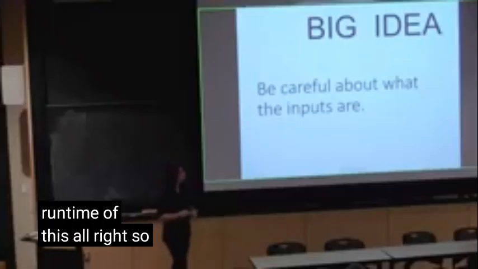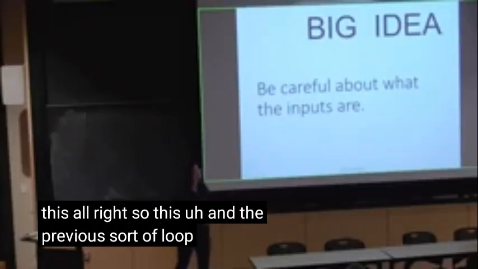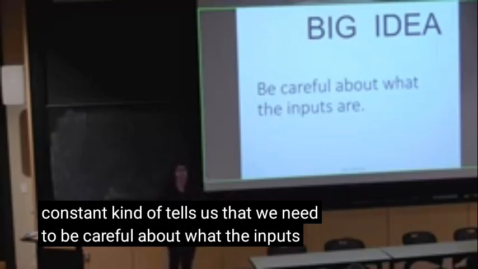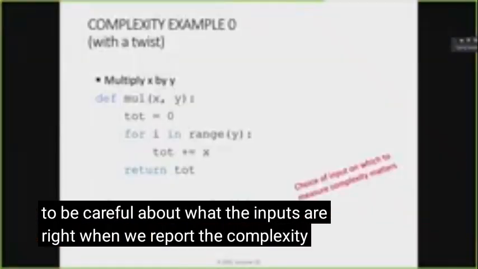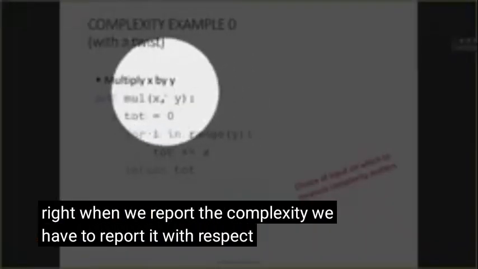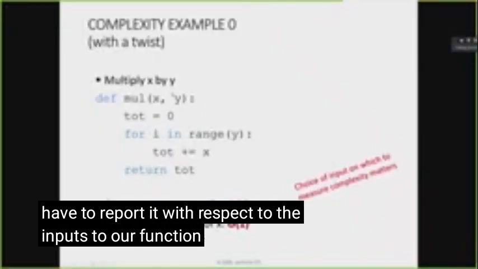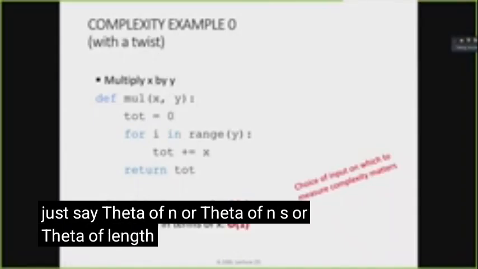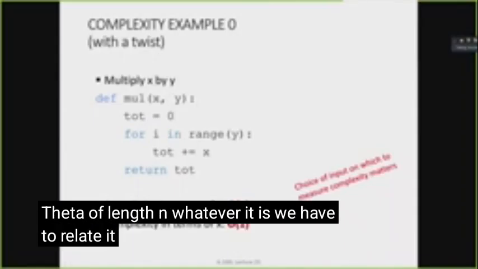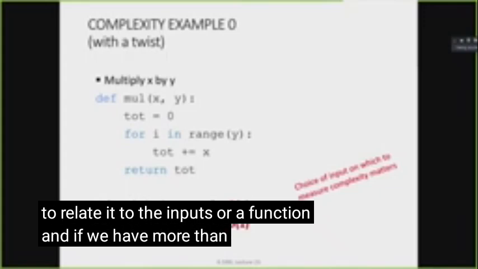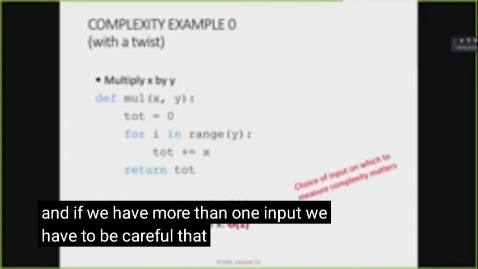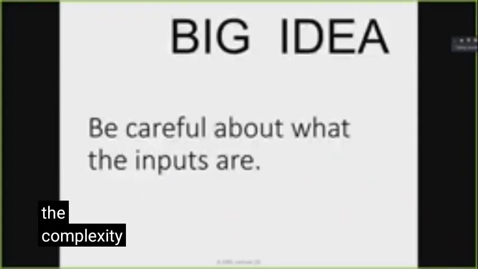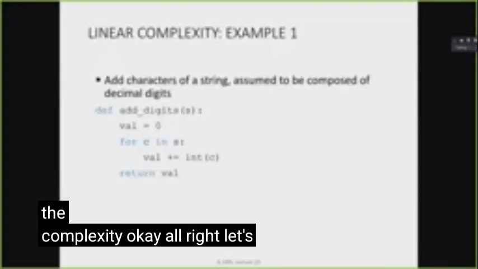All right, so this and the previous loop function from the constant example tell us that we need to be careful about what the inputs are. When we report the complexity, we have to report it with respect to the inputs to our function. We don't always just say theta of n, or theta of n squared, or theta of length n, whatever it is. We have to relate it to the inputs to our function. And if we have more than one input, we have to be careful to account for all of the inputs that contribute to the complexity. Okay. All right, let's look at another example.